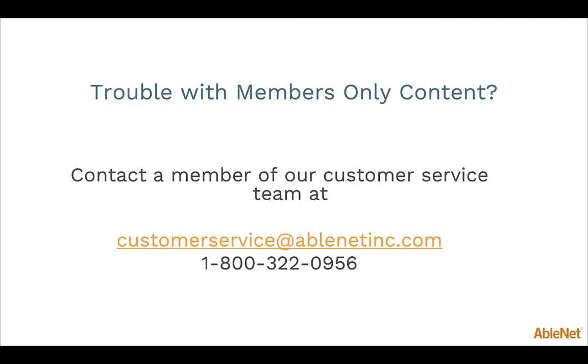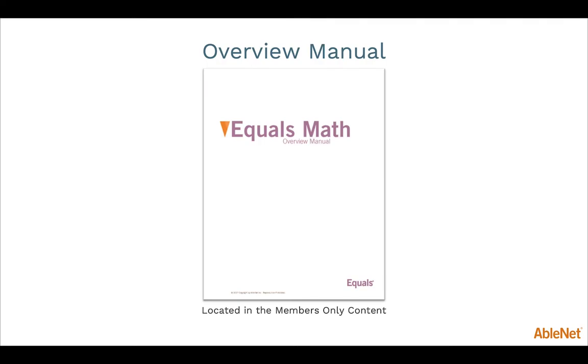If you do not have a members-only USB drive, contact customer service to receive access to the members-only content or request a USB drive be mailed to you. You can contact customer service via email at customerservice@ablenetinc.com or call 1-800-322-0956.